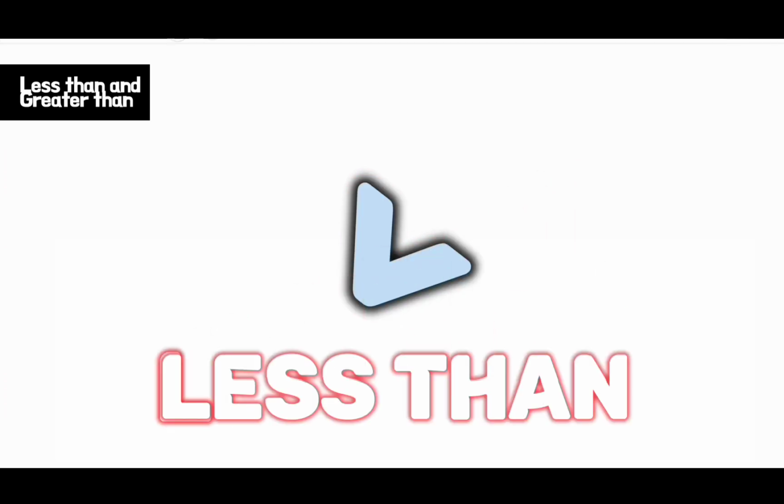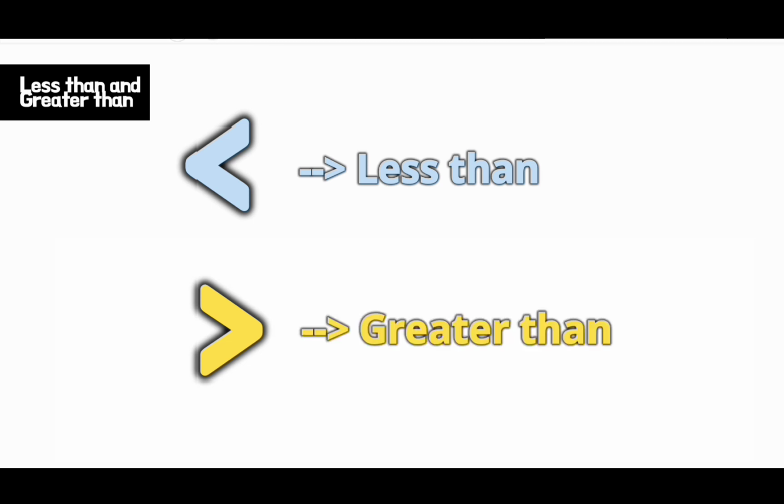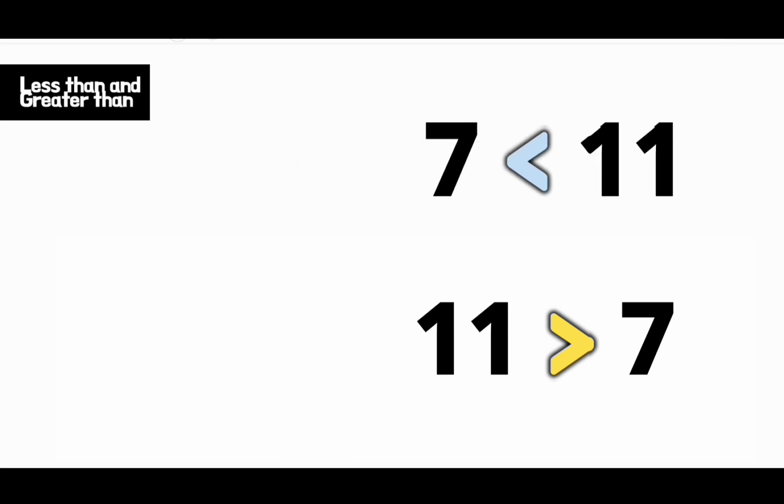To remember which way around the less than and greater than signs go, just remember the less than sign looks like a letter L, isn't it? So you can easily remember the first letter of less than. Since there are only two signs in total, the less than sign is this and the greater than sign is that. Example, 11 is greater than 7, or the other way around, 7 is less than 11. It is that simple.